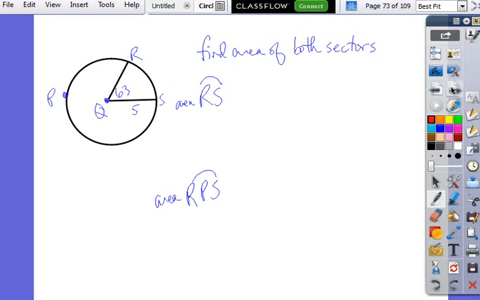Degree over 360 times pi r squared. So this would be 63 over 360 times pi 5 squared. 5 is the radius in that problem. So all you got to do is type that in the calculator, and you get your answer. What is it?